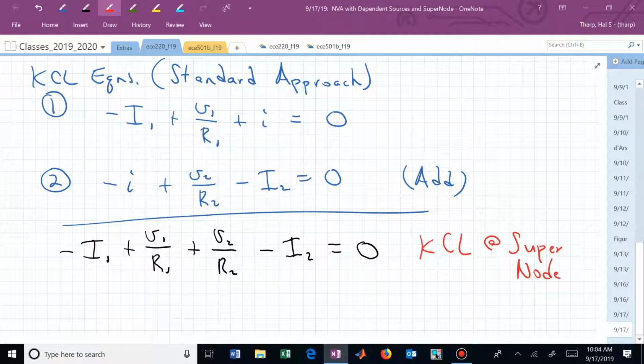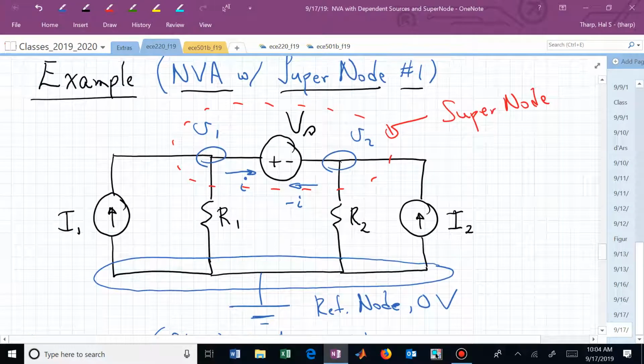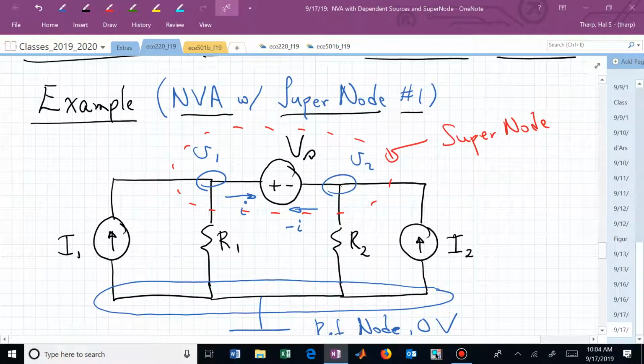Bottom line, could you see how we would do that immediately? We identify our node voltages, and then we say, wait a minute, I have a voltage supply in between two essential nodes, or two of my node voltages. I'm going to enclose that whole thing as a supernode and just write the one equation associated with KCL at that supernode.